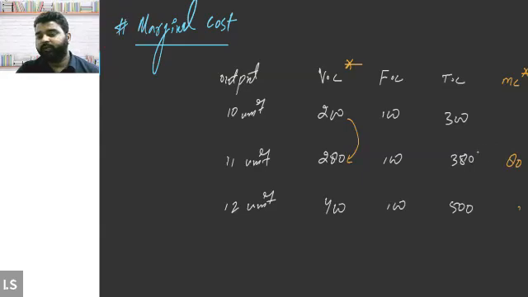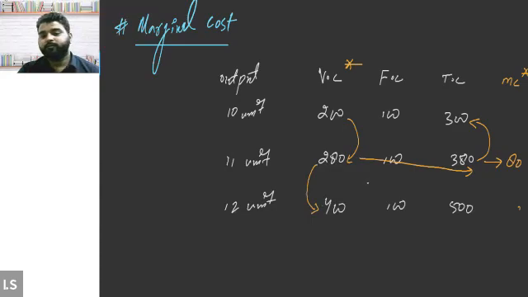Now you will notice that even if you calculate marginal cost on the basis of total cost, still you will get 80. And even if you calculate marginal cost on the basis of variable cost, again you will get the same value, right? And now suppose by producing one extra unit, total cost increases from 280 to 400.